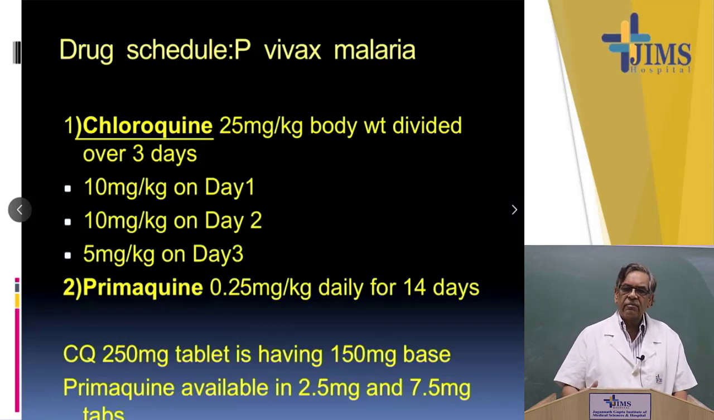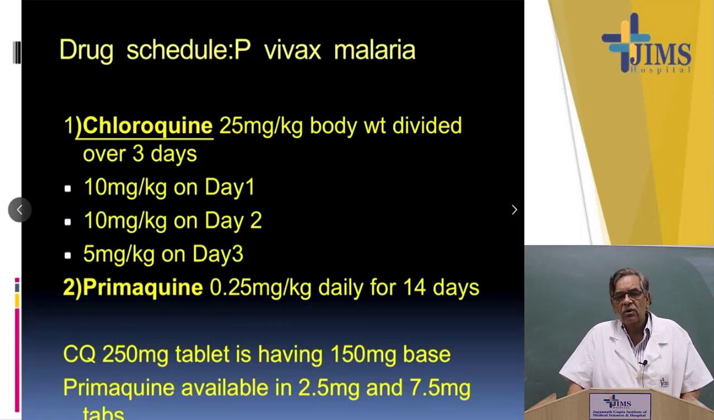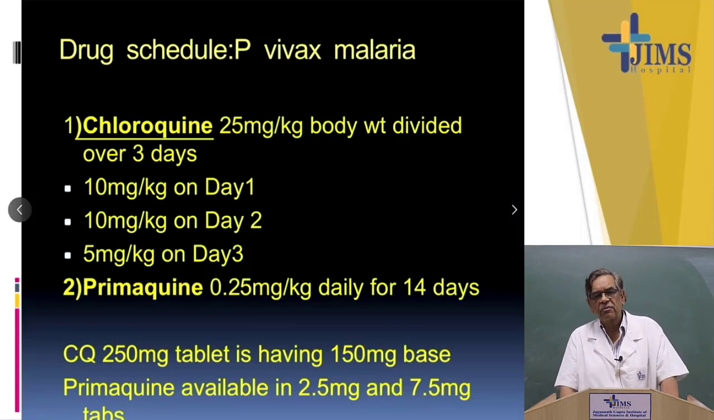On day 1 we give 10 milligram per kg body weight. On day 2 we give 10 milligram per kg body weight. And on day 3 we give 5 milligram per kg body weight. Primaquine is given at the dose of 0.25 milligram per kg body weight. For how many days? For 14 days.